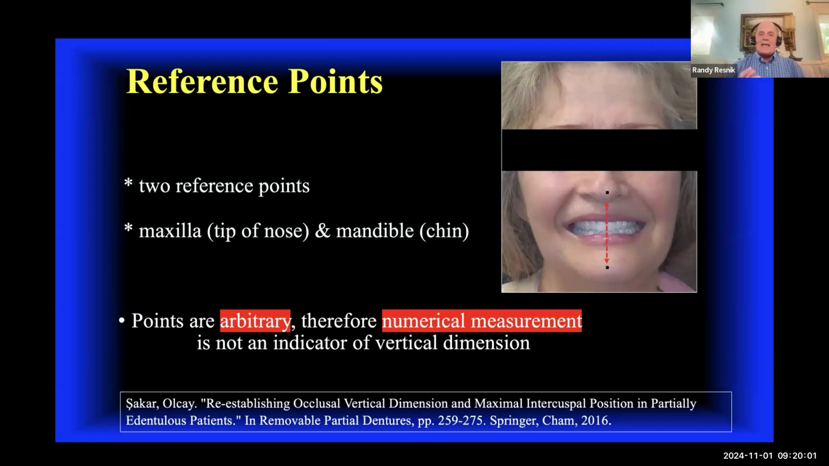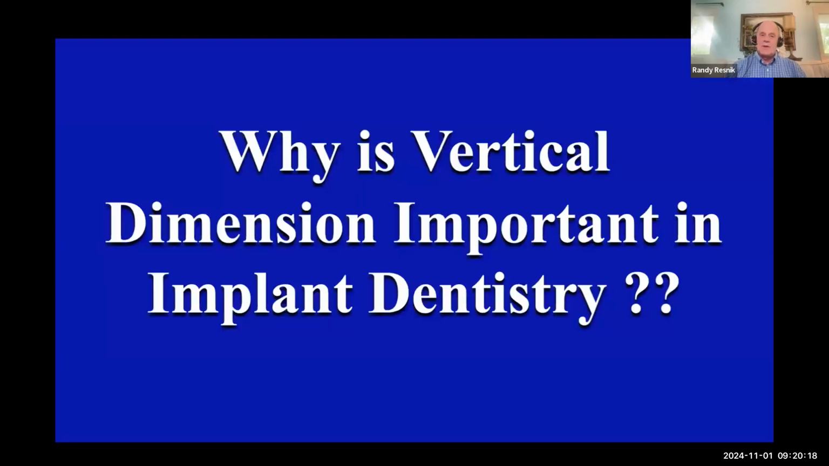But sometimes people talk about numerical measurements of vertical dimension. There really isn't a numerical measurement because of the arbitrary selection of these points. So just so you know, you can pick it anywhere, but use that as your baseline when you're determining these different types of vertical dimension.